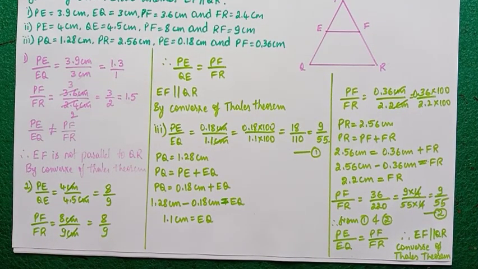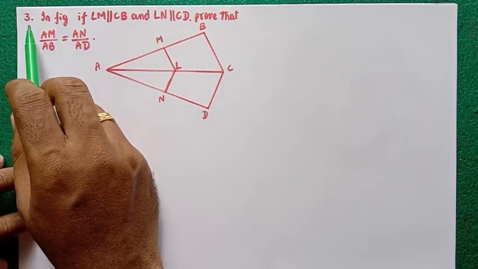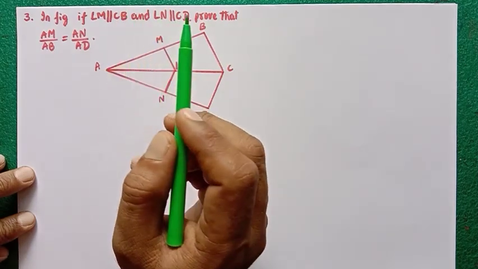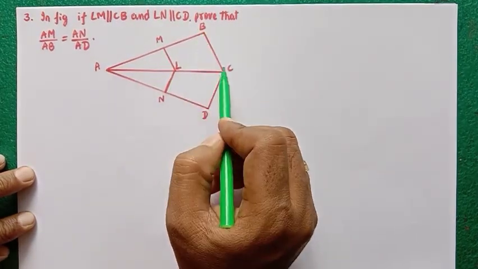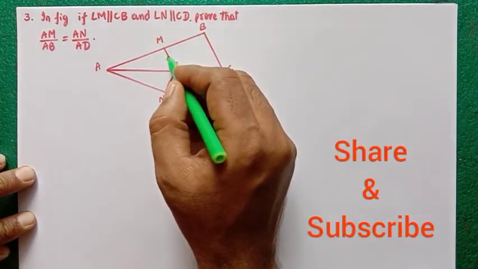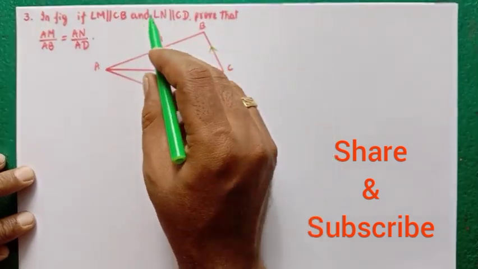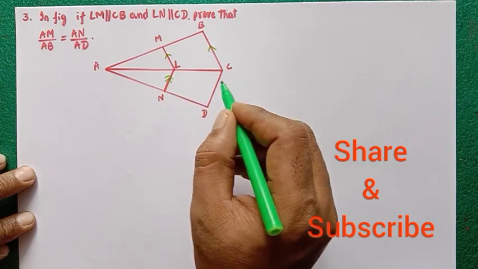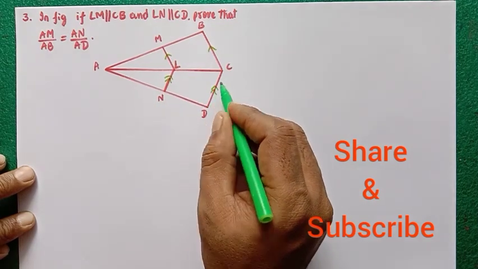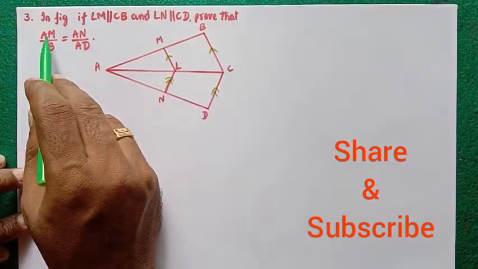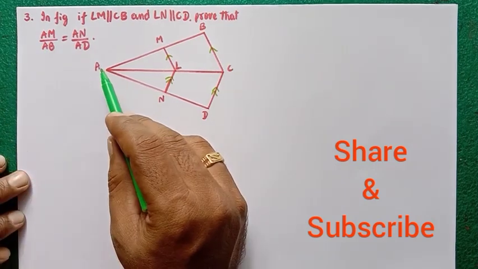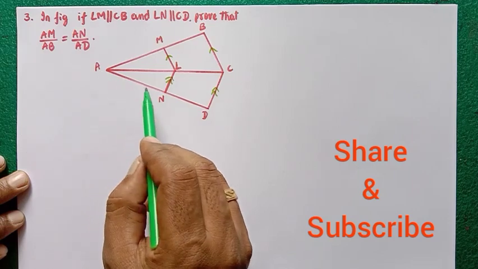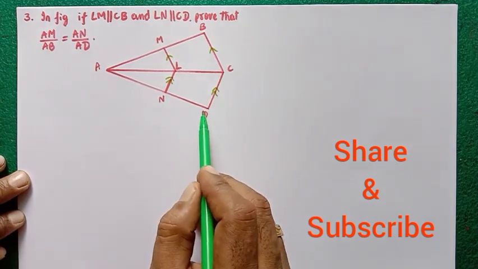Third problem. In the figure, if LM is parallel to CB, and LN is parallel to CD, prove that AM by AB is equal to AN by AD.